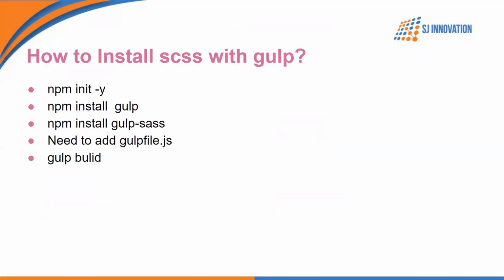Now, how to install SCSS with Gulp? There are many ways to install SASS. I am showing here one simple way to install SASS with Gulp. First of all, we have to run those commands in our project. Then we have to add this Gulp file. Then we have to run this gulp build command. If we run this command, it will automatically generate CSS from SASS.